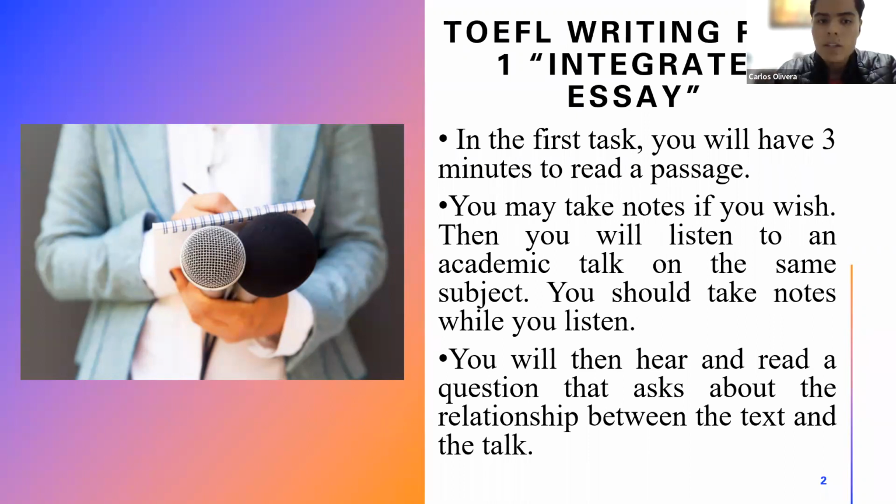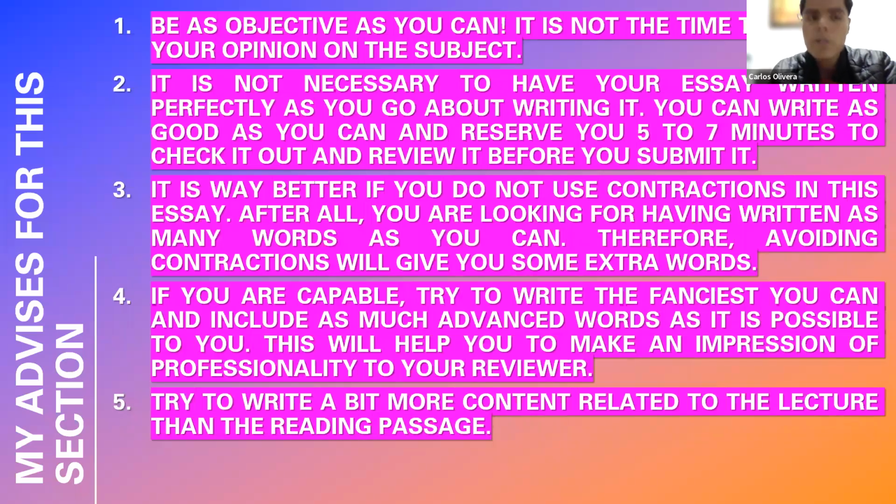So again, don't give your opinion, don't add any sort of external information to your essay. No, this is not the moment to do so. You're going to do that in the second task, that is to say, in the personal one, the independent one. But for this one, remember, it is the integrated essay. You're going to be like a journalist. Again, assume the role of a journalist. Don't give your opinion. Try to be as objective as you can. That is actually my first recommendation. Be as objective as you can. It is not the time to express your opinion on the subject.